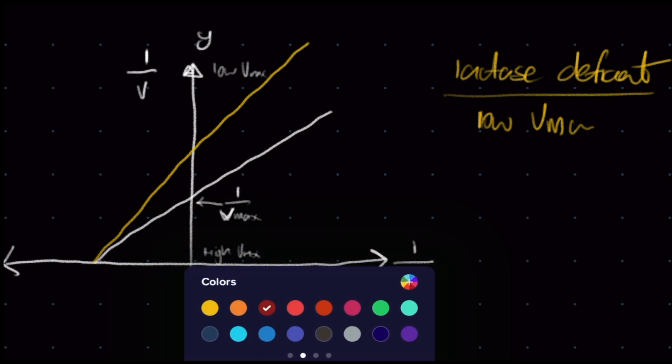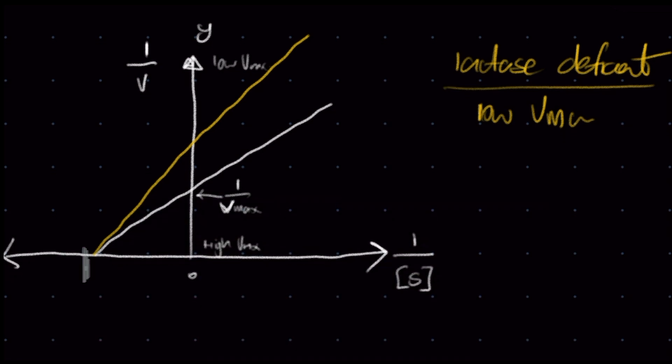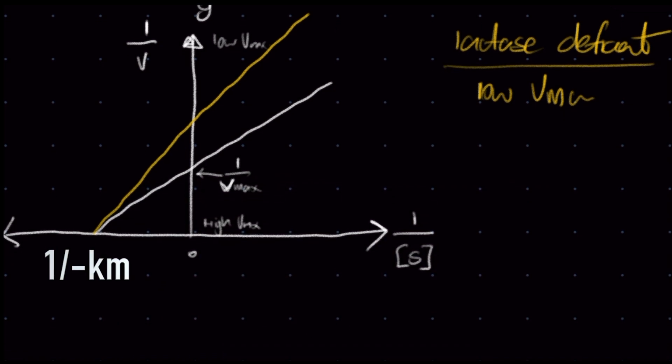Point 2: the closer to 0 on the x-axis, the higher the Km. Km reflects the enzyme's affinity for its substrate. In a Lineweaver-Burk plot, a higher Km means the x-intercept is closer to the origin. High Km implies a lower affinity, so the enzyme needs more substrate to get working efficiently.